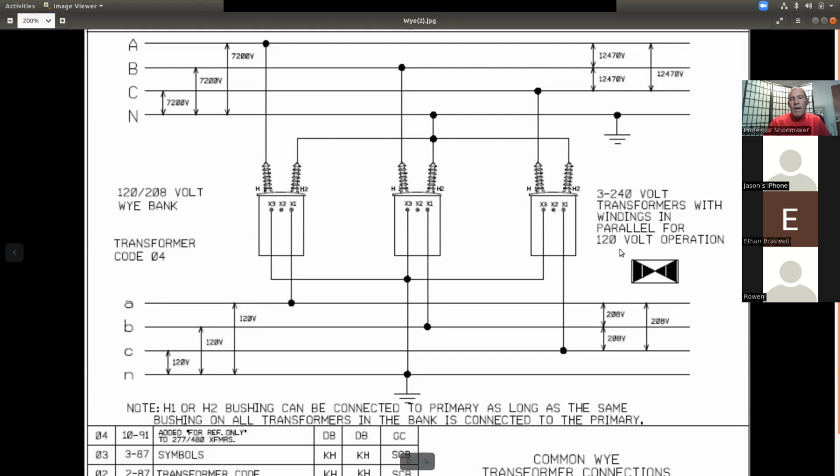A little bit of reading we have to do here is there's a little bit of work we have to do with these transformers. I have three 120, 240 volt transformers with the windings in parallel for 120 volt operation. So let's go ahead and discuss this first. I actually have to make every single one of these transformers one secondary output voltage only.